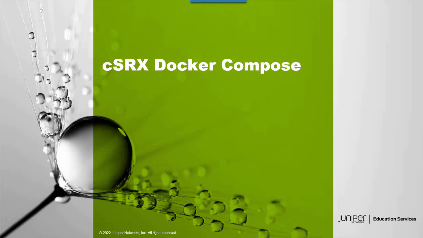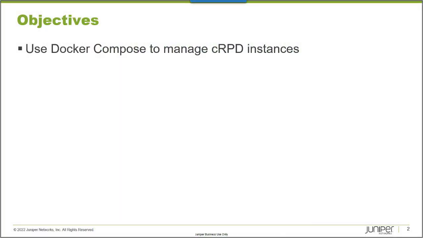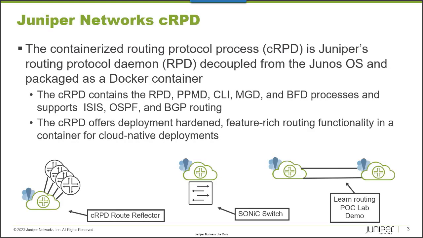Let's get started. After completing this learning byte, you will be able to use Docker Compose to manage cRPD instances. The cRPD, or the Containerized Routing Protocol Process, is the Juniper routing protocol daemon separated from the Junos OS and packaged together in a container format. It contains a limited set of Junos processes and supports ISIS, OSPF, and BGP routing.